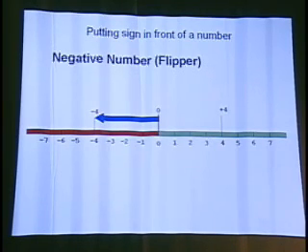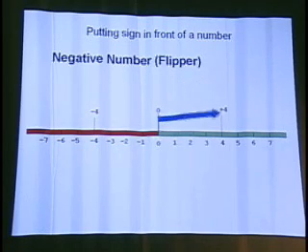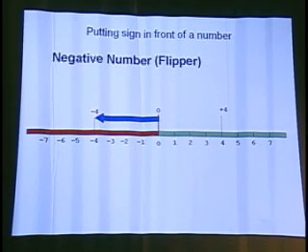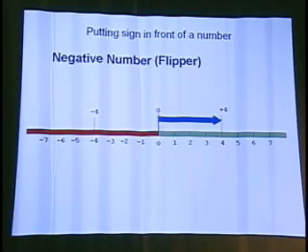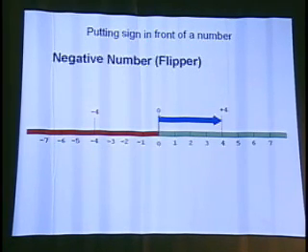Now, what will happen if we put a minus in front of -4? Again, it's a flipper. It will flip it back. It will make it +4. If you put a minus again, it will make it -4. If you put a minus again, it will make it +4. So as you keep on putting minuses, the meaning of the number keeps on changing.